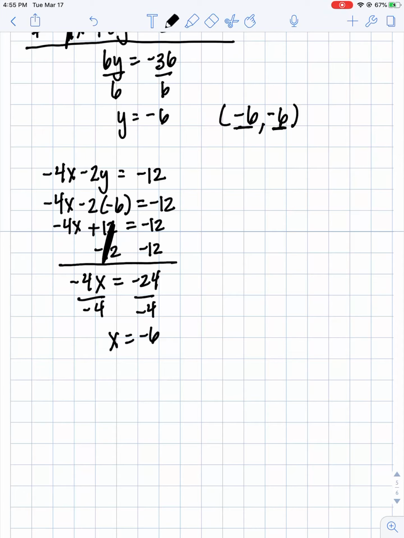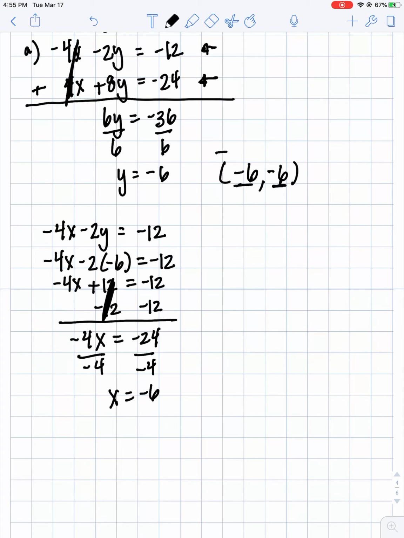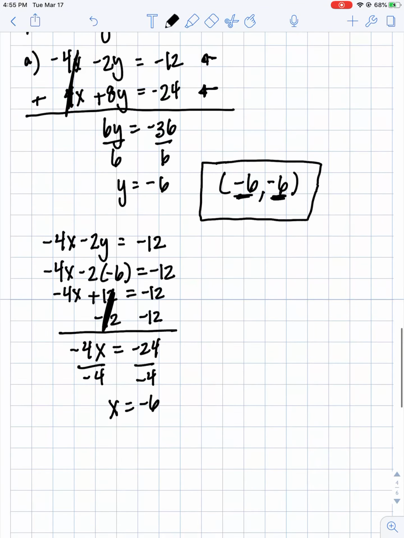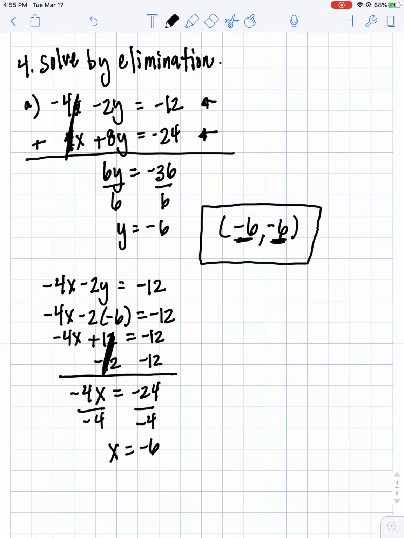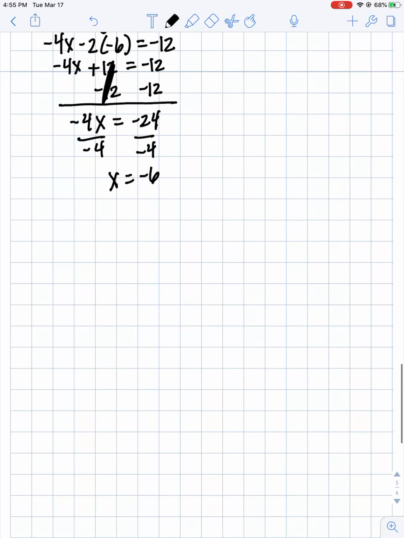That does not mean, guys, that x and y will always be the same number. That's actually probably not the best example for me to give you because it is only a coincidence that x and y were exactly the same. That one was an easy example because the negative 4x and the positive 4x automatically eliminated. Now let's go to B.